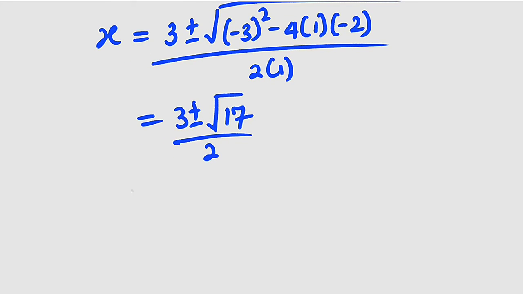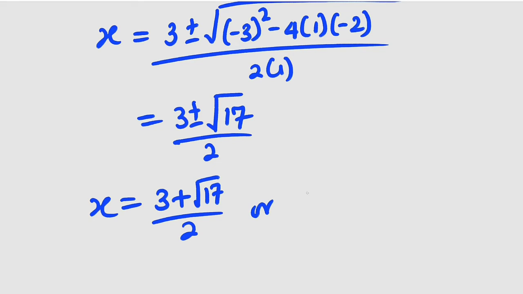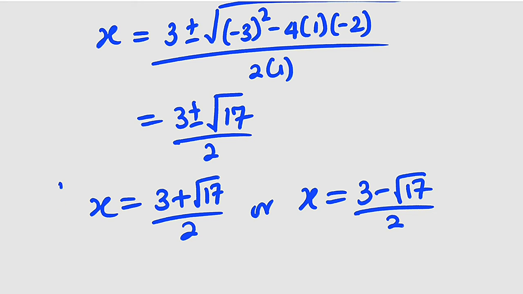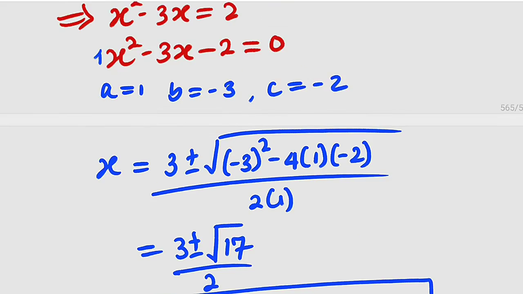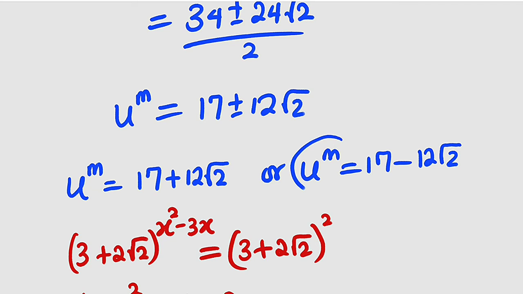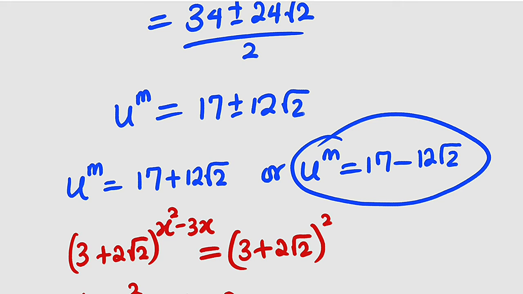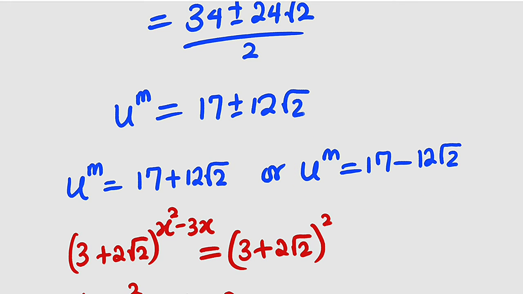So we have two values of x here. x is either equal to 3 plus root 17 divided by 2, or x equals 3 minus root 17 divided by 2. This is one of the solutions. So now let us move on to the other one by considering u to the power of m to be equal to 17 minus 12 root 2. So let me just copy it.